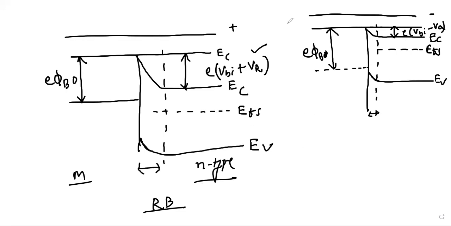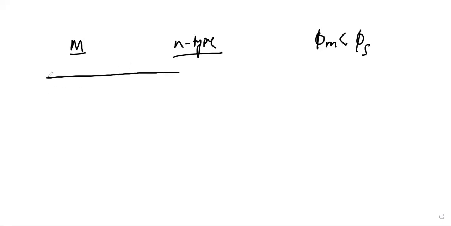Okay, now if we extend it, suppose we take a metal and an n-type semiconductor, but the condition here is now phi m is less than phi s. You can draw accordingly. So suppose we have this vacuum level before contact. If you draw, it will be easier for us. Okay, we can easily draw what will happen after contact.